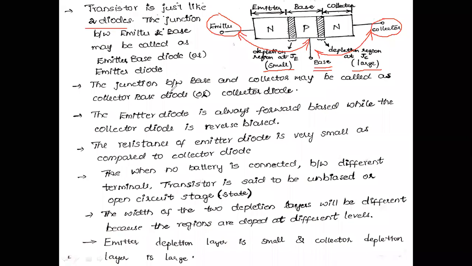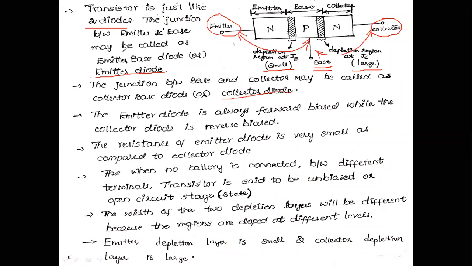Next, the junction between base and collector may be called the collector base diode. I can represent this p-type and n-type semiconductor material as the collector base diode, collector and base diode, or collector diode. Simply, I can represent this as the emitter diode, and this as the collector diode. Combining these two regions, I call it the emitter diode, and combining these two regions, I simply call it the collector diode. So I am going to acquire two diodes here. One diode is the emitter diode, and another diode is the collector diode.